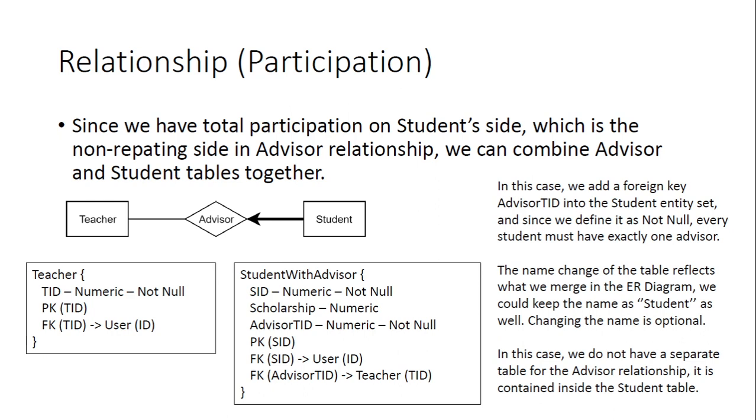What's important is that for this total participation, for this merging to happen, this should be a one-to-many relationship, or in the one-to-one case as well, we can merge the tables, if the total participation is on the side that has non-repeating values in the relationship.